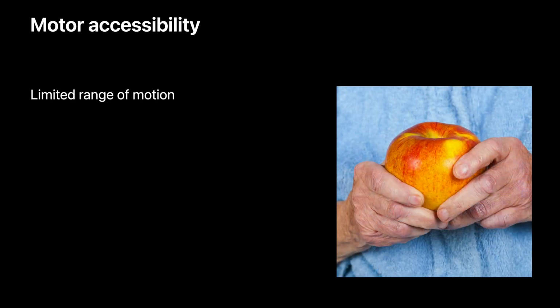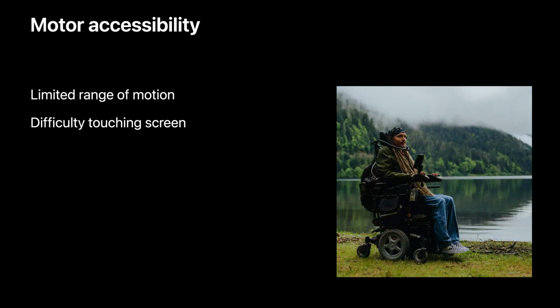Some people may have a limited range of motion. Others may have finer motor impairments, such as tremors or other difficulties touching the screen. And depending on the severity of the motor impairment, many people find it easier or even necessary to interact with their devices via external hardware, such as keyboards, joysticks, or buttons.